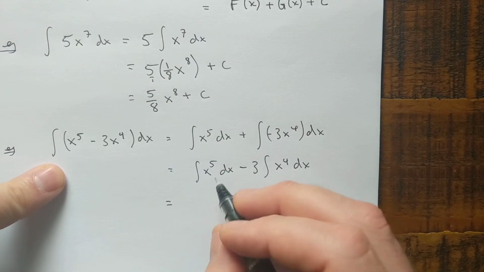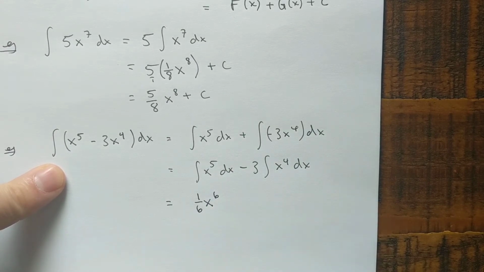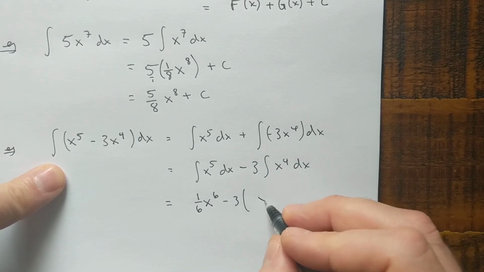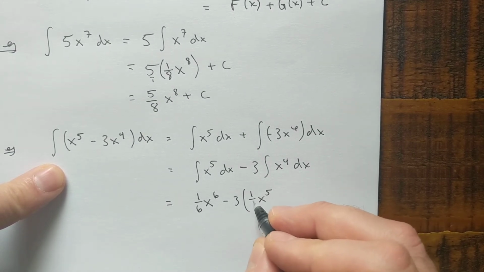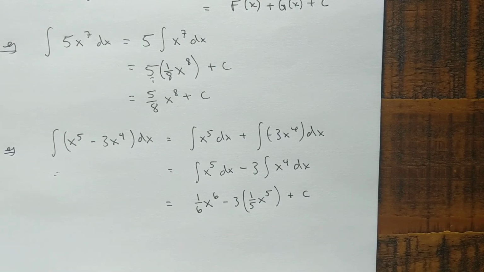Okay, so what are we doing? We're adding 1 to this, x to the 6th, and then we divide by that new exponent. I have minus 3 times. I'm adding 1 to this, so it's x to the 5th, and then 1 over 5 is my multiple, and then I'm going to put my plus c out here for the whole function.